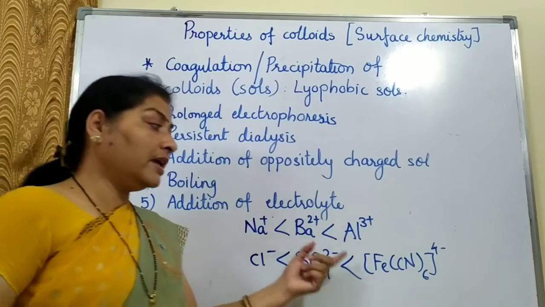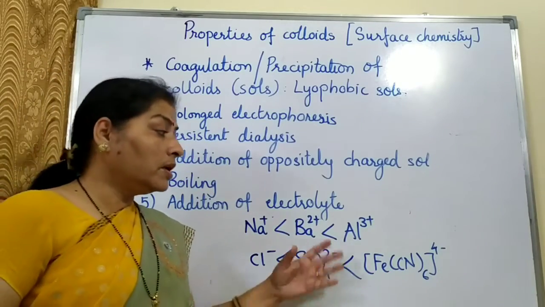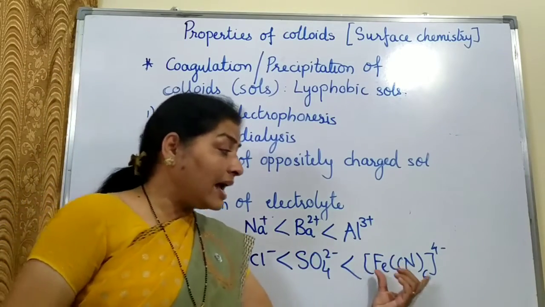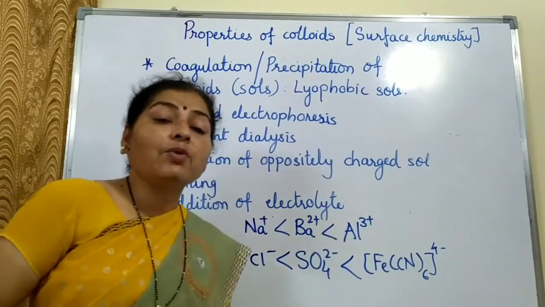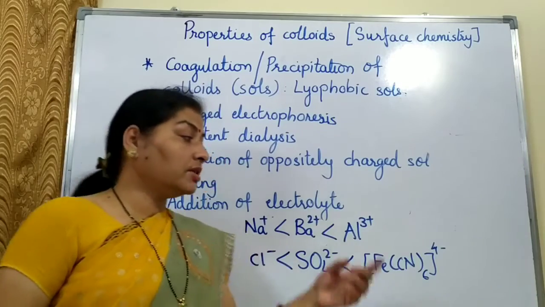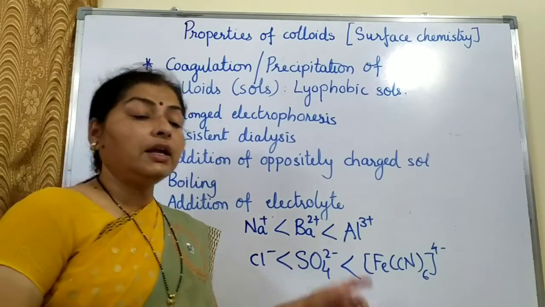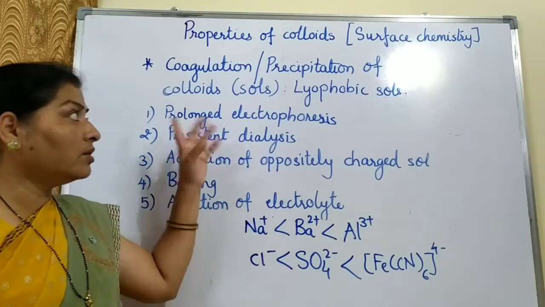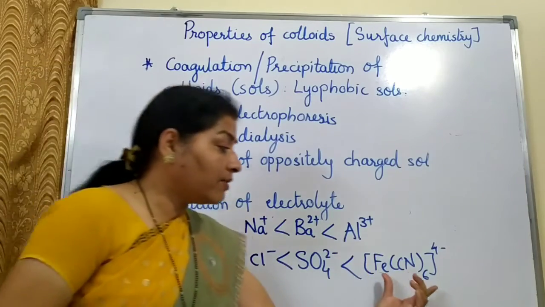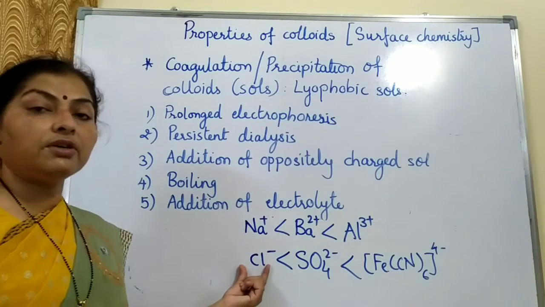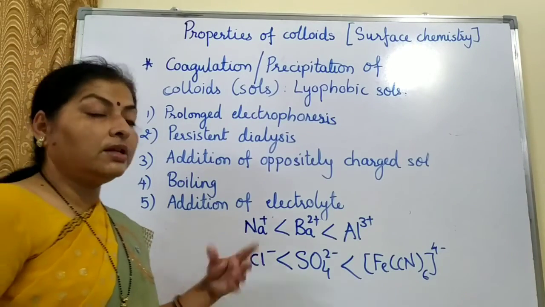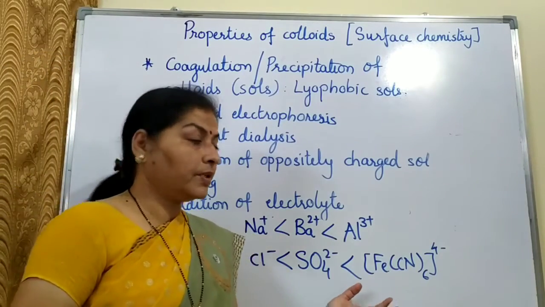Or in other words, we can also say that the modification of the Hardy-Schulze rule is: the higher the power, or the higher the charge on the ion, the less quantity or the less concentration of that electrolyte will be required for precipitation of the same salt. Means whatever concentration of this will be required will be less as compared to the concentration of this. So that is also another modification of the Hardy-Schulze rule.